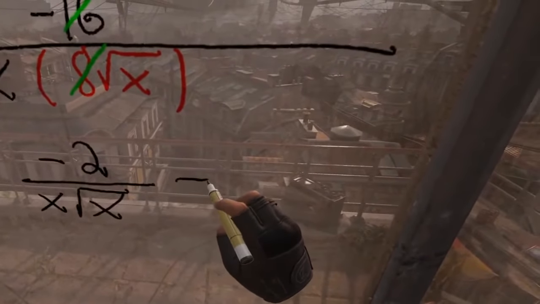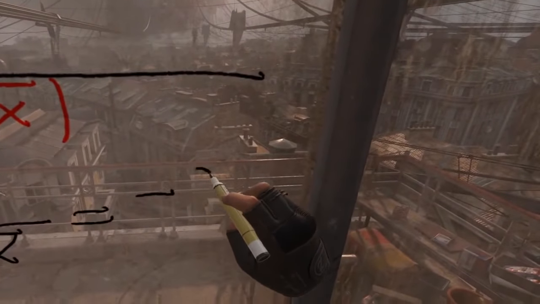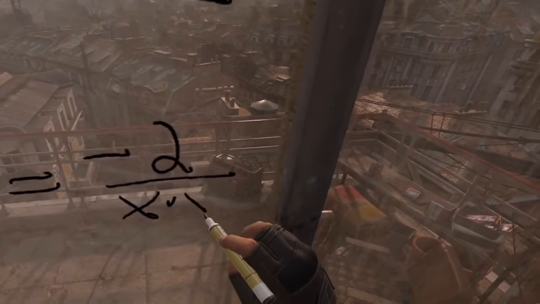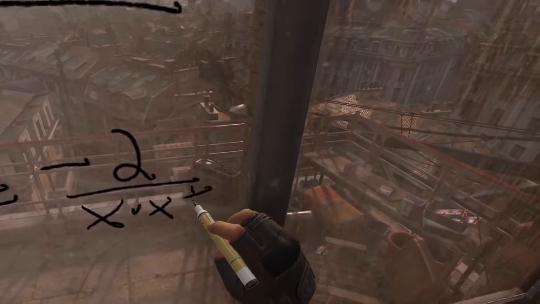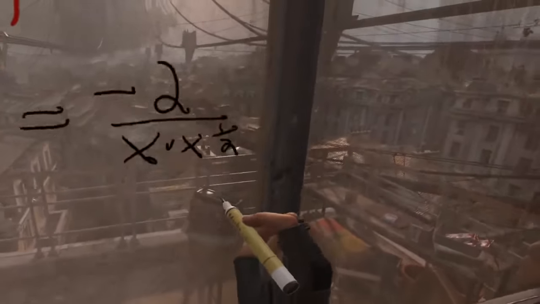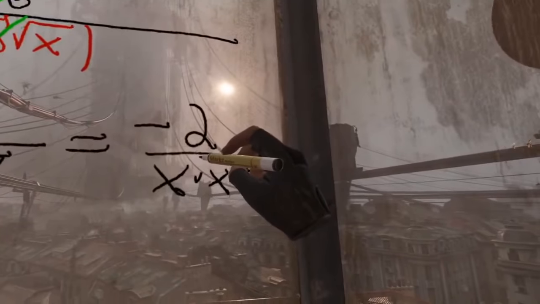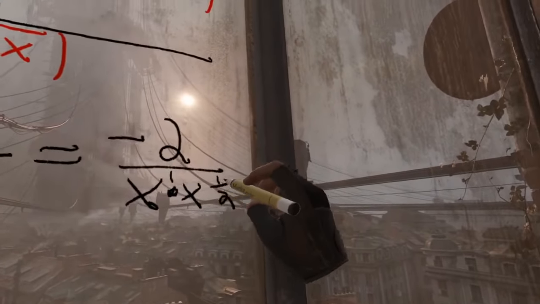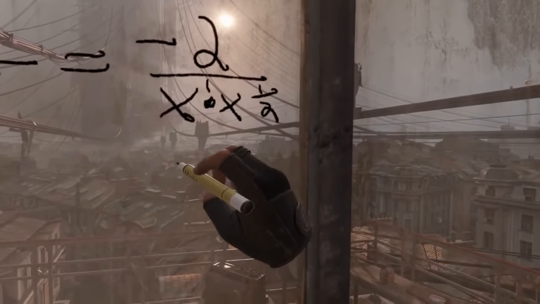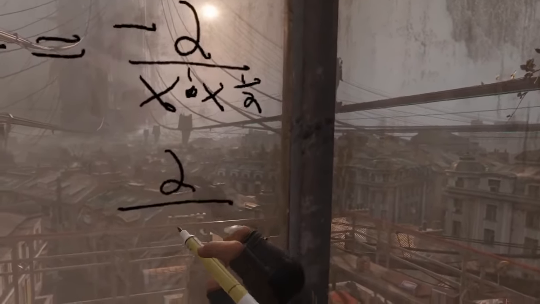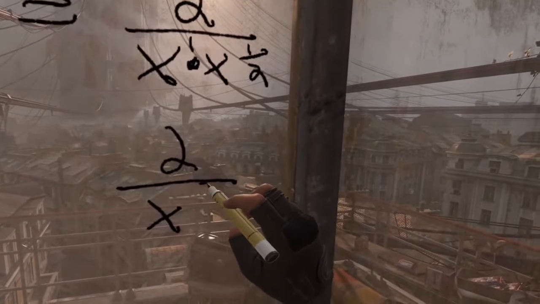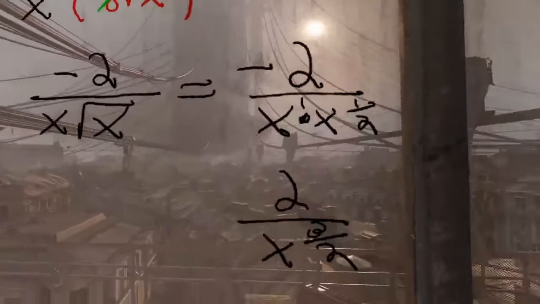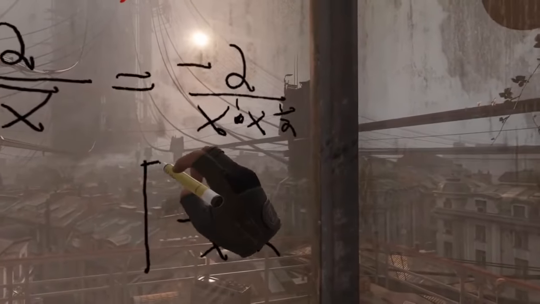But we can rewrite this, right? This is the same thing as negative 2 over x times x to the half. And remember, this is just like x to the 1 times x to the half, and that's going to be, therefore, negative 2 over x to the 3 halves. And that is your final answer.